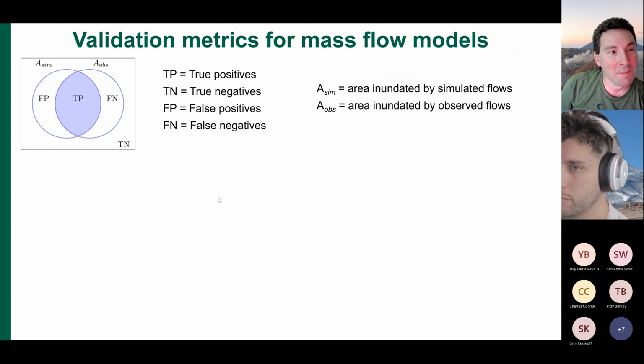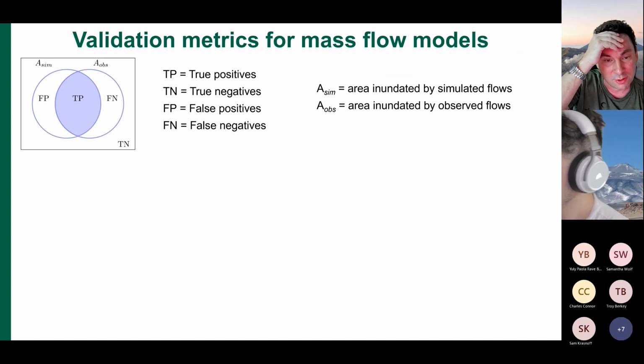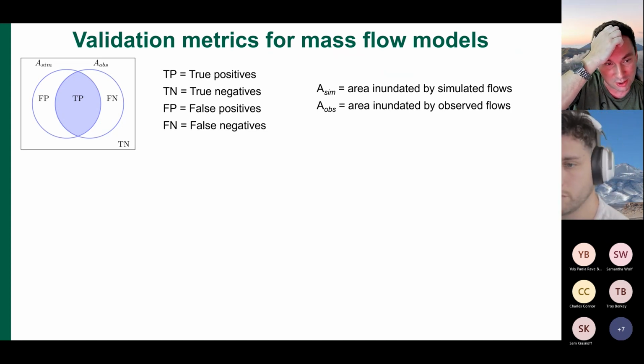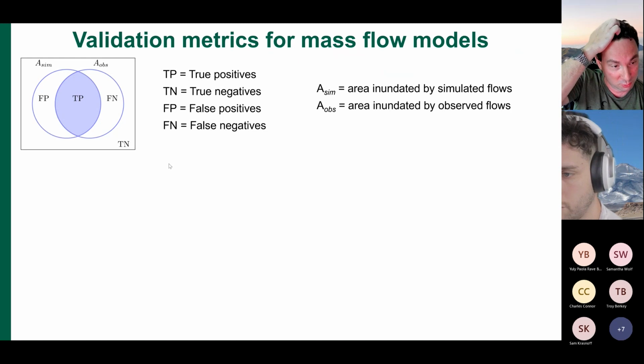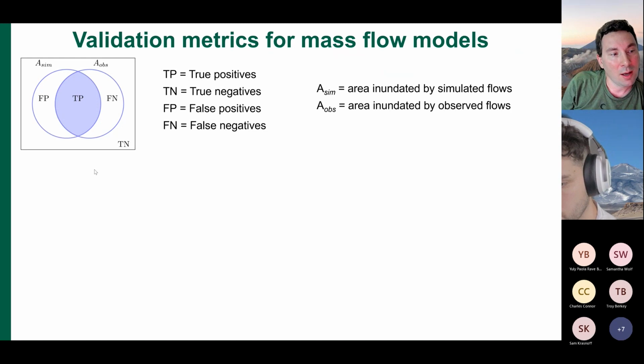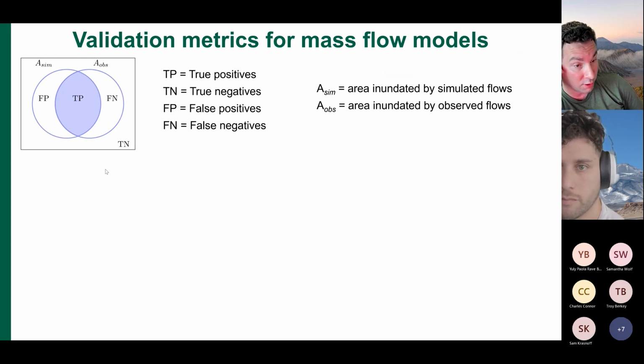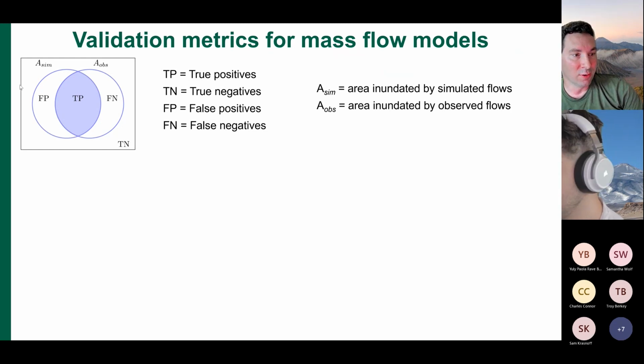And so finally, these are the validation metrics we've been developing back, I think it was back in 2010 and 11 with Jacob Richardson and Chuck, to try to validate models, mostly flow models. So this is based on the fact that when you're comparing the footprint or the area inundated by an observed flow to a simulated flow, you can differentiate different things.